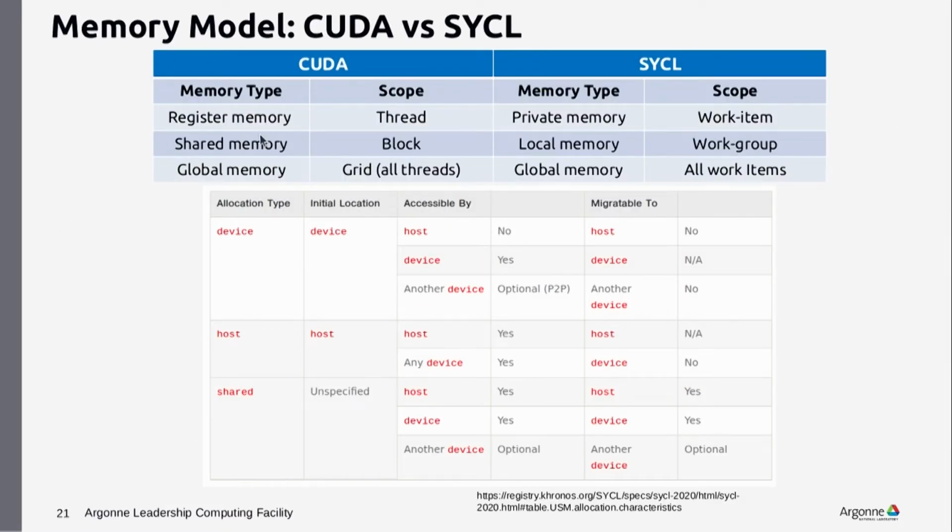Coming to the actual memory model, this is the bread and butter of CUDA, right? So you have global memory, shared memories, and register or private memory. How do these map to SYCL? So just refreshing memory here.